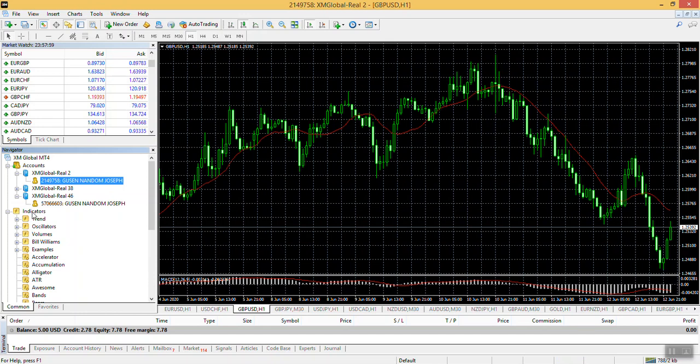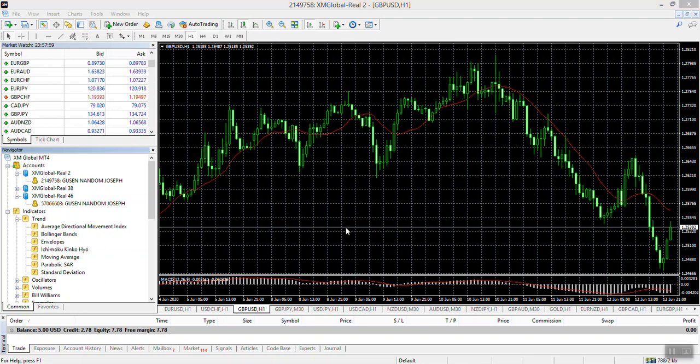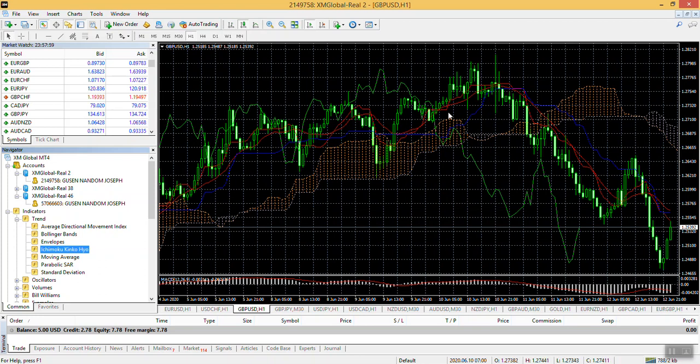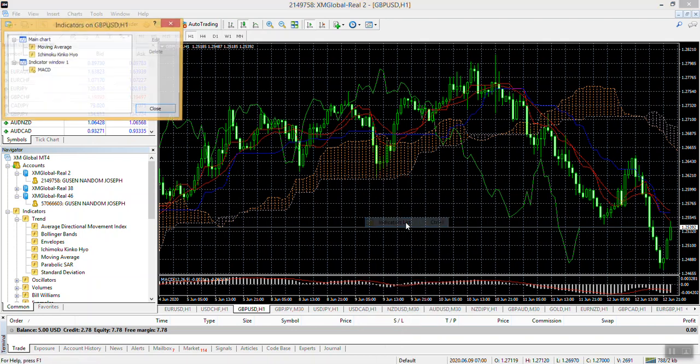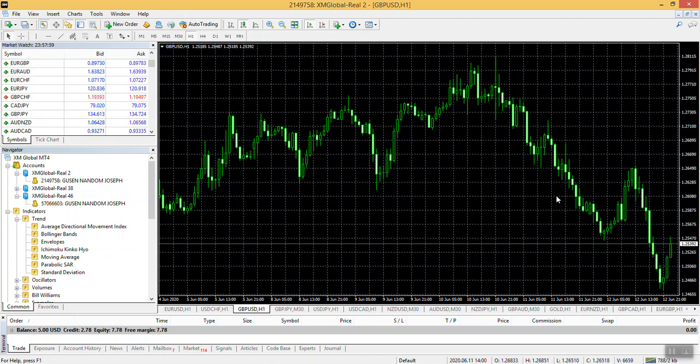I showed you different types of indicators, and I told you that all you need to do is just drag the indicator. Let me drag Ichimoku. You just click OK, and you see it has been dragged into it. To delete it, you right click and go to indicators list. You see the Ichimoku, just click delete. You see the moving average, just click delete. You see the MACD, just click delete and close. All the indicators will disappear.